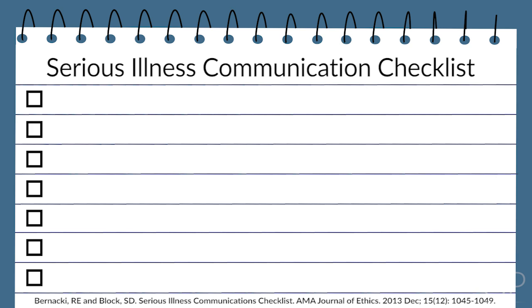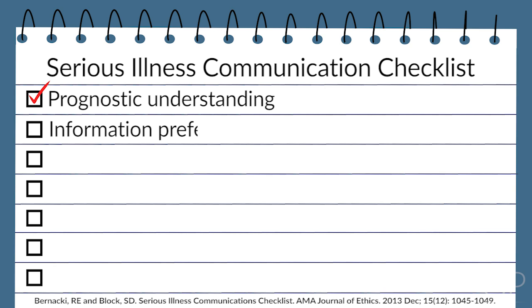So a pediatric checklist conversation may focus on prognostic understanding. What is your understanding of where your child is now with this illness? Information preferences. How much information do you want? And can your child handle it, about what is likely to be ahead with this illness? Goals. If your child's health situation worsens, what are your most important goals for your child and for your family?